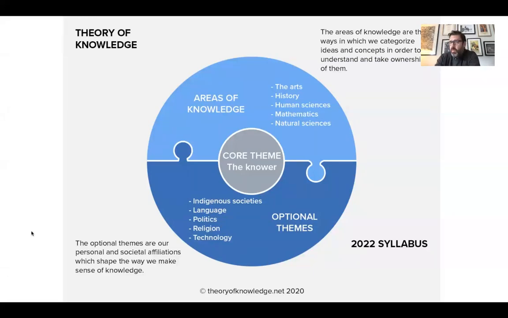You will see instantly that Group 4 subjects align to the areas of knowledge, to the natural sciences. And to some degree, I suppose, technology with, you know, how knowledge is produced in the sciences. So, you know, there's obviously a close relationship here between Group 4 subjects and the TOK course.